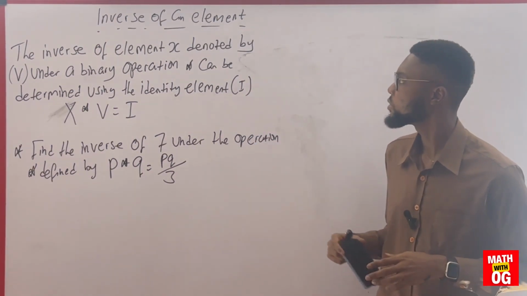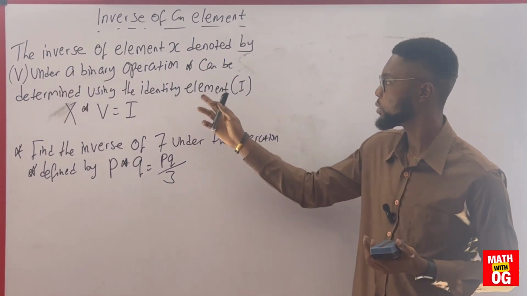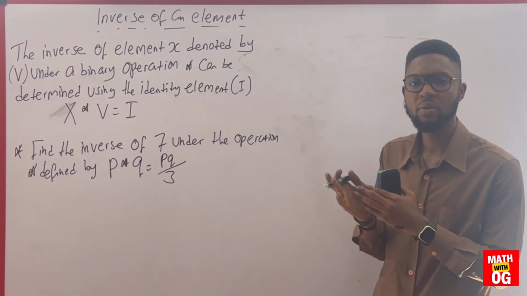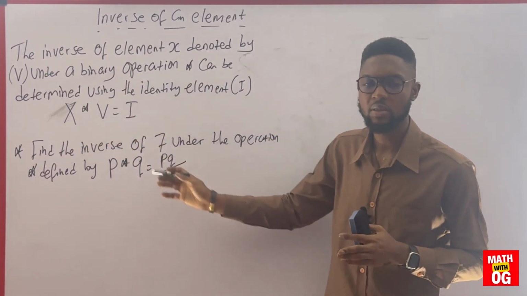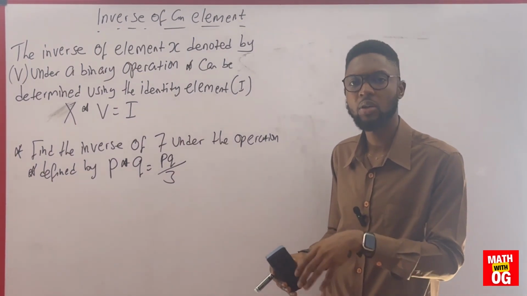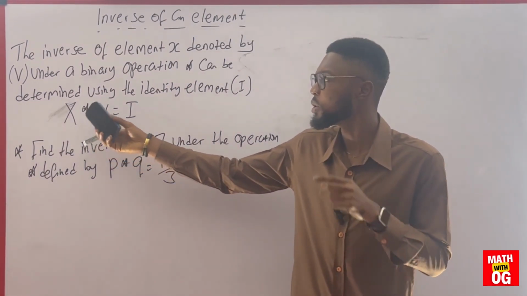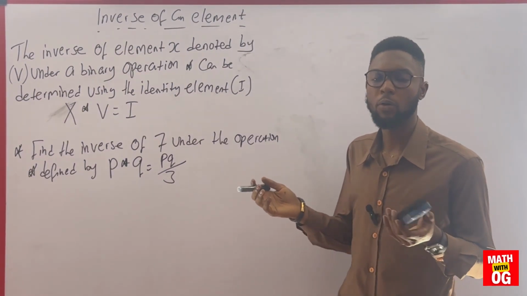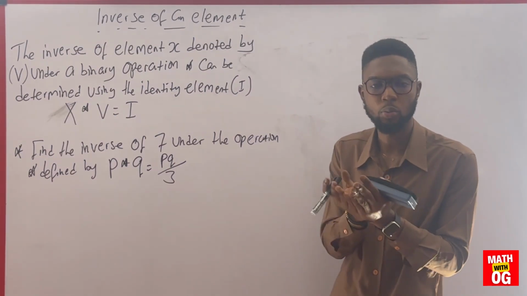Now, the inverse of element x, denoted by x inverse, under a binary operation can be determined using the identity element. So you should note that for every given time, an element will operate with its inverse to give the identity element. Remember in our previous video, we said an element will operate with the identity element to give you that same element. However, an element will operate on its inverse to give you the identity element. And the same rule holds for an operation to have an identity element, it must be commutative.